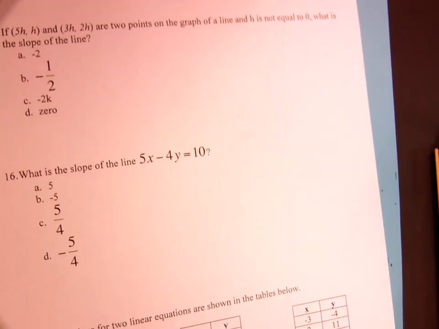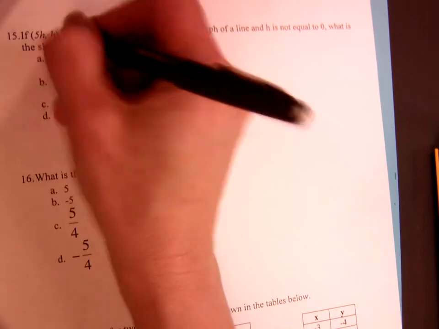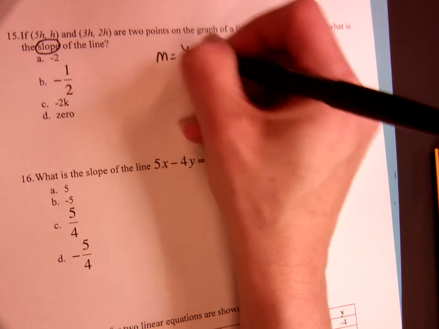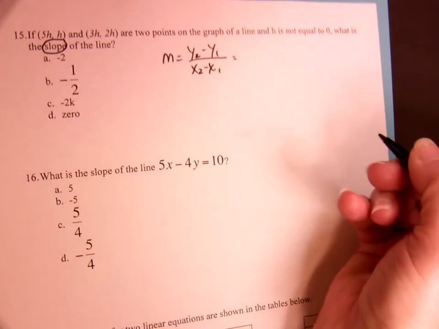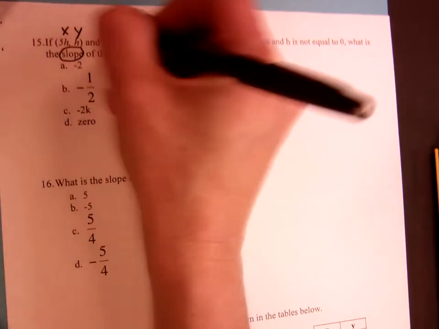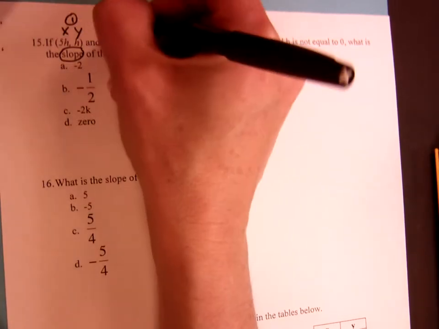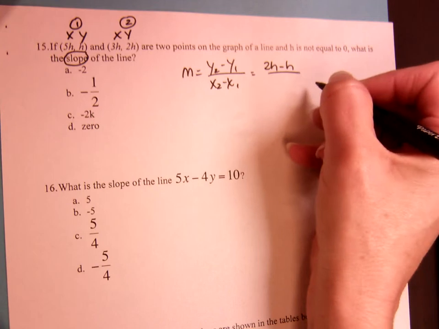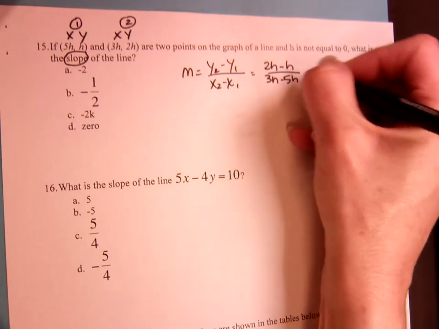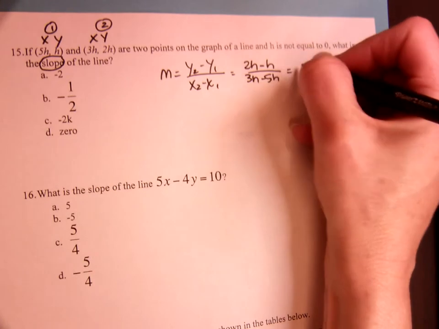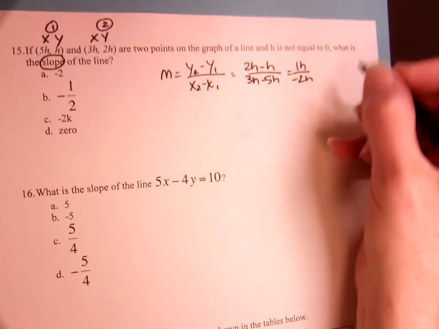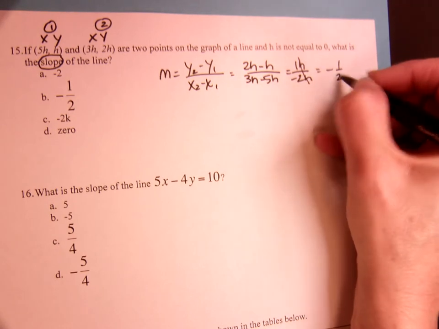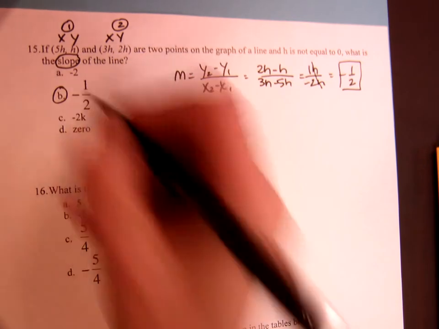Number 15. This one is asking for the slope of the line. On your formula chart, the slope of a line formula is y2 minus y1 over x2 minus x1. And so if we were to label these x and y, number 1 and number 2, we would plug these numbers in. We would have 2h minus h over 3h minus 5h. Now, combining like terms, we would have 1h over negative 2h. And since we have an h on the top and the h on the bottom, they cancel out, and we're just left with negative 1/2 for the slope of this line, which is b.